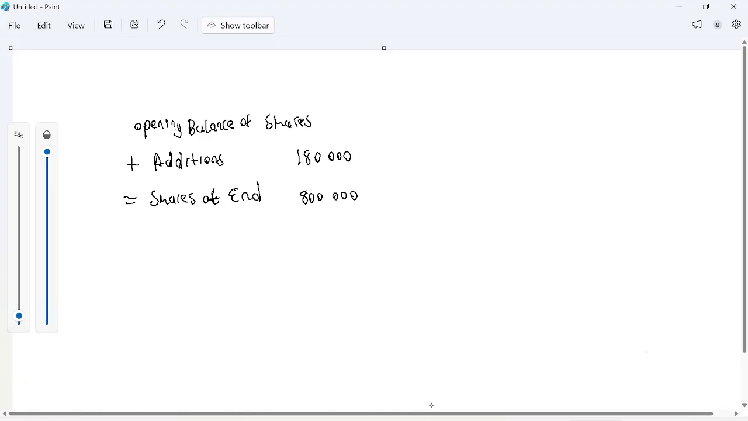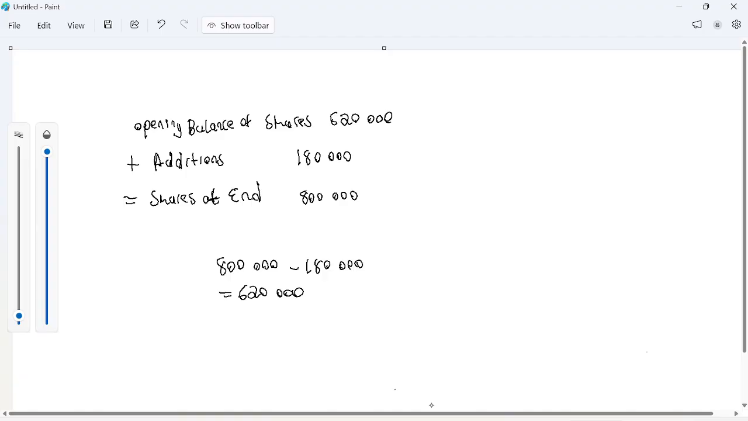How can I find the opening balance of my shares? I'll simply say 800,000 minus 180,000, right? Now my shares at the beginning are going to be 720. Yes, it has to be 700. No, 620. Yes, 620,000 shares. So guys, you have to look at something.